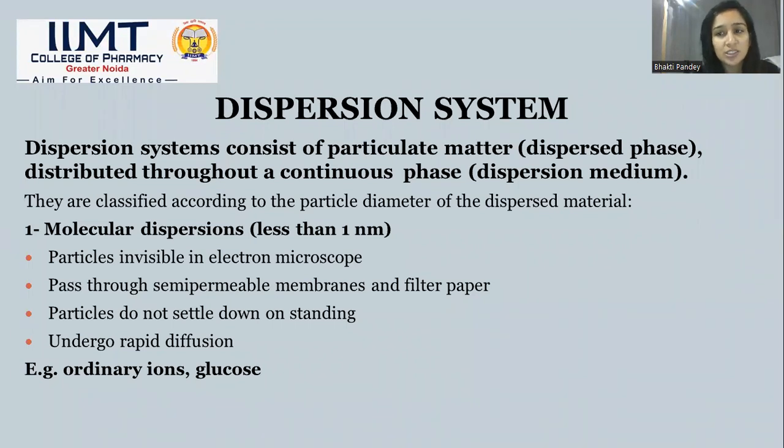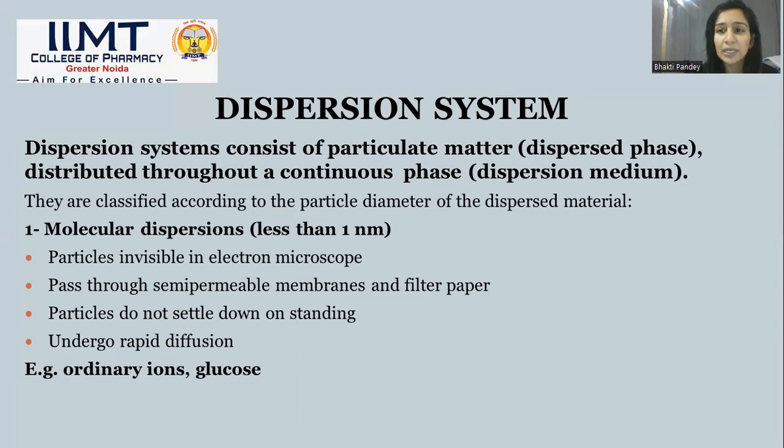So what are the dispersion systems? Dispersion systems are ones in which we have two parts. One is the dispersed phase and another is the dispersion medium. It is just like a solute and solvent system. Just like a solution, where we have solvent and solute, here we have dispersed phase and dispersion medium. So the dispersed phase is similar to the solute and the dispersion medium is similar to the solvent. So in a dispersion system, basically the dispersed phase will be dispersed throughout the dispersion medium.